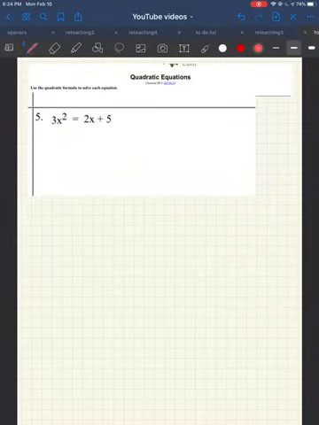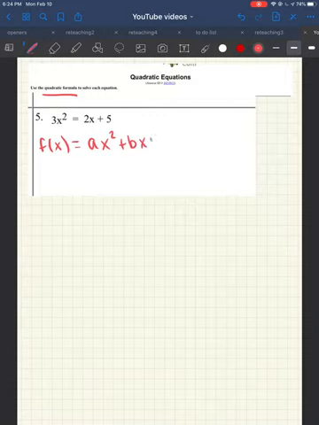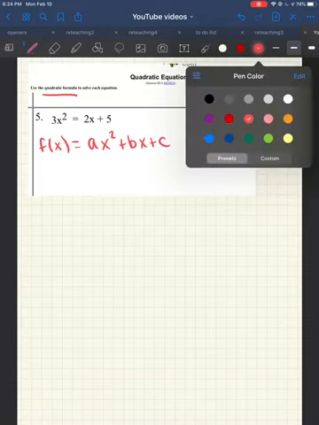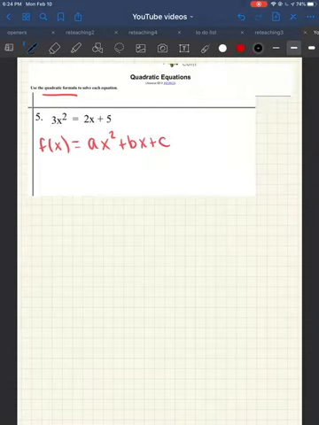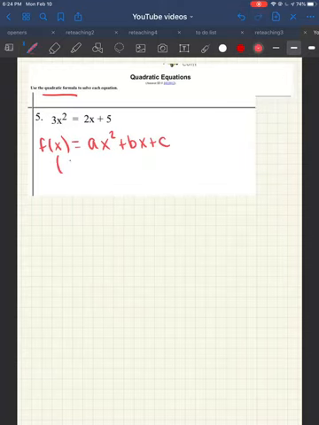So for this video, we need to find the quadratic formula. First I'm going to start with our original quadratic equation. Our standard form is going to be f of x equals ax squared plus bx plus c. Okay, and our quadratic formula, I guess I should write this, standard form.